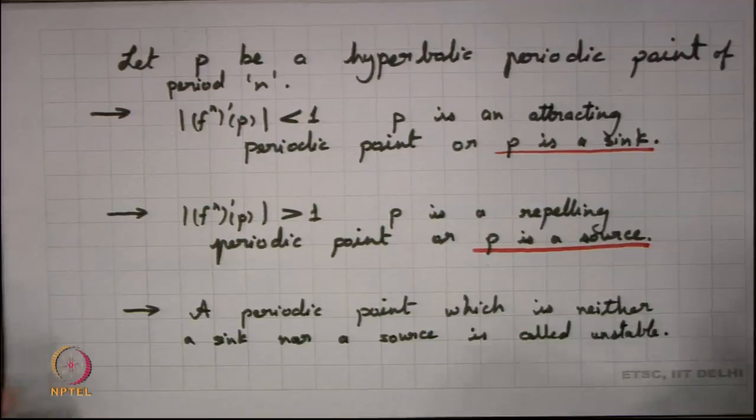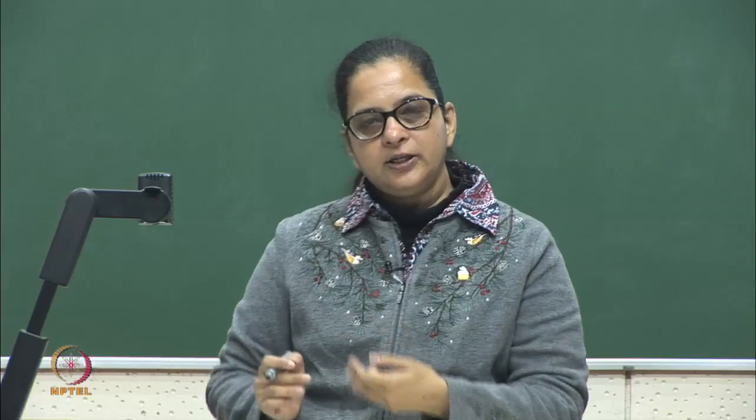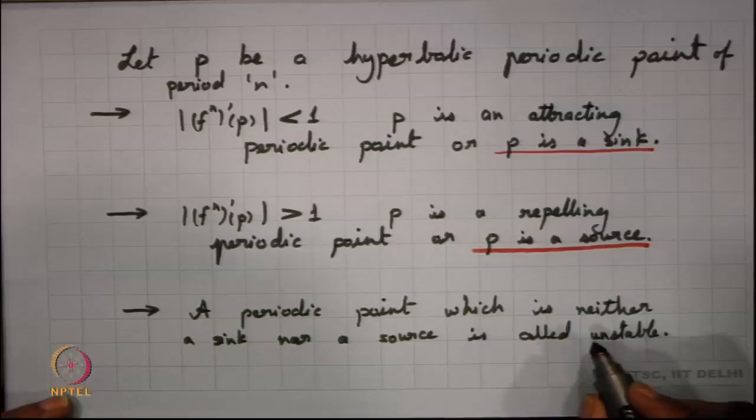We never know what it is, what properties it may have. Maybe it is attracting something from one side, it is repelling something from the other side. So, for such periodic points we can't say anything. So, we say that they are unstable. So, these are unstable periodic points.